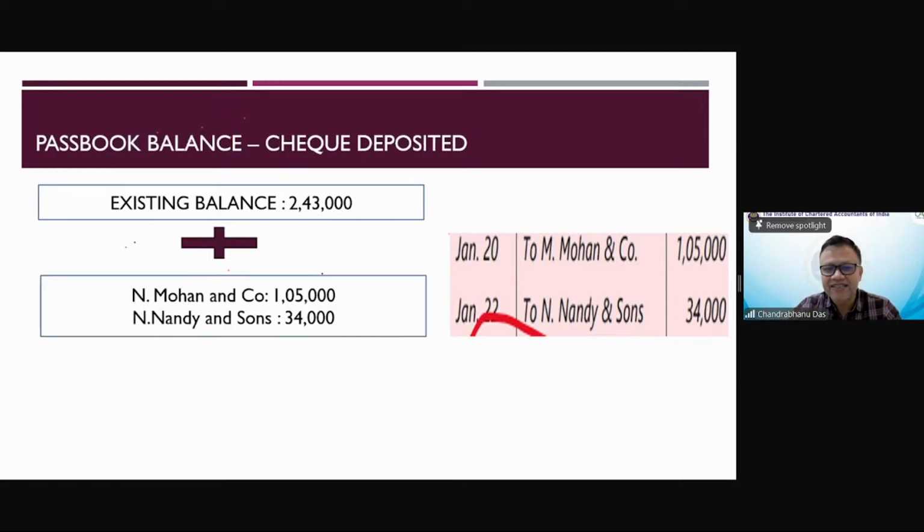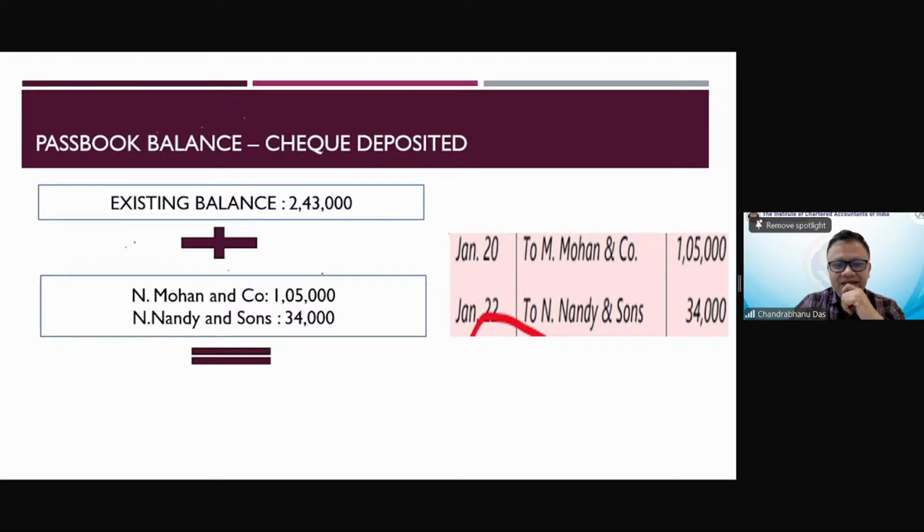Now, why am I adding it here? Because I am trying to go from passbook to the cash book. So I have to imagine what information is there with the cash book which is not there with the passbook. This information was not there with the passbook; it is there with the cash book. It is deposited, which means the passbook balance must increase, because someday the passbook will credit it. That means its balance must increase. So here it is added up.